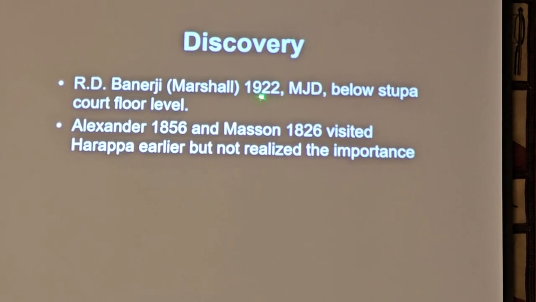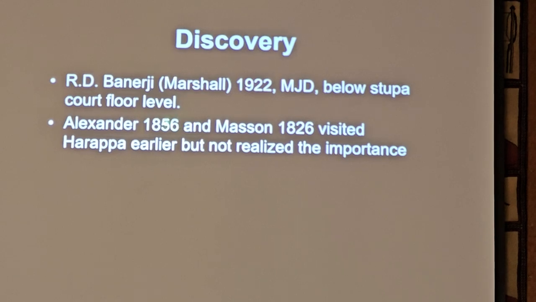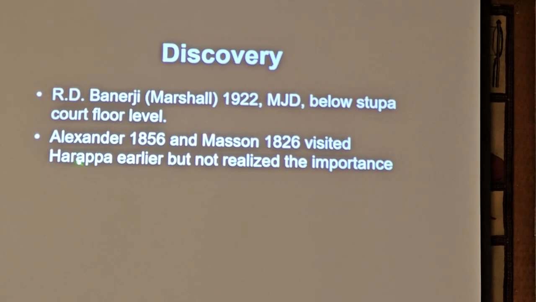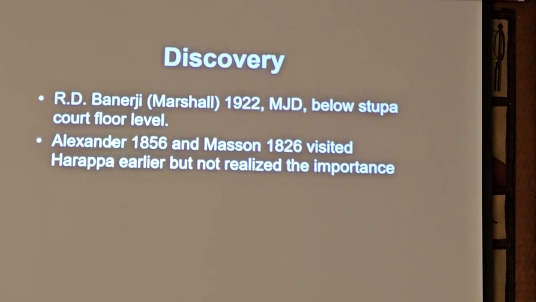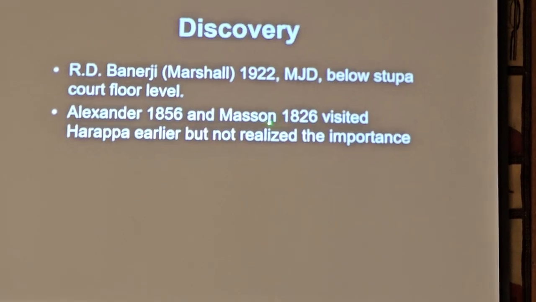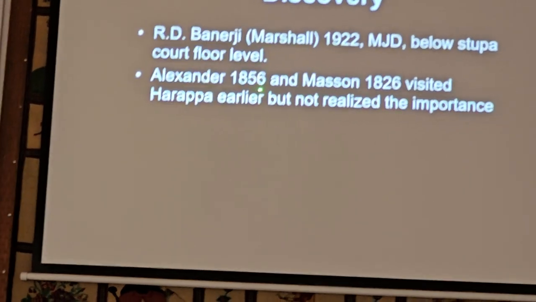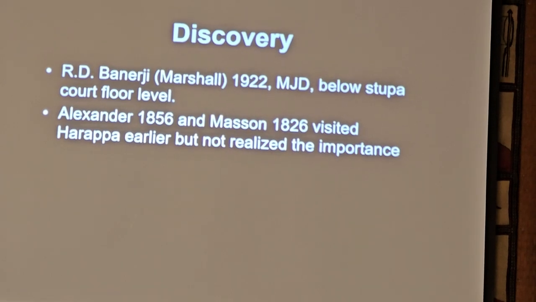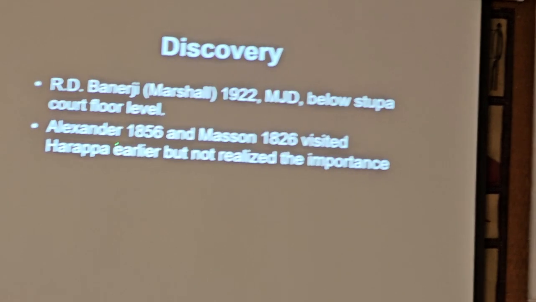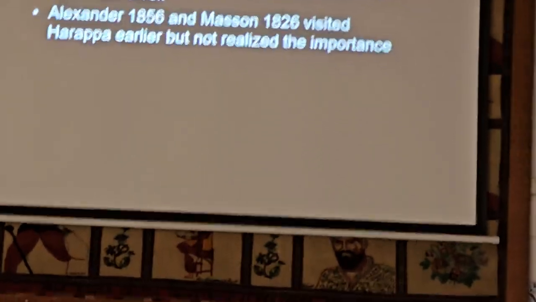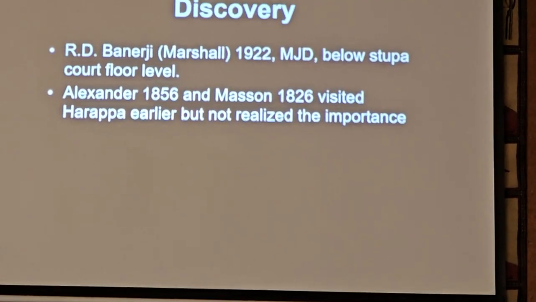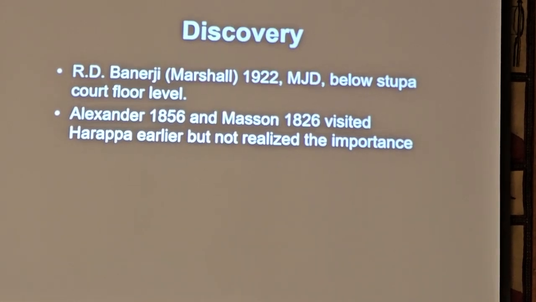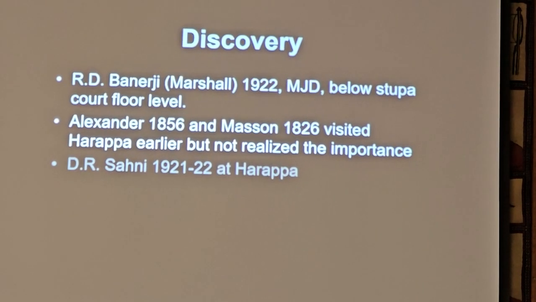Prior to him, Alexander Cunningham and Charles Mason visited another important site, Harappa. But both these scholars did not find any material which belongs to the Indus Valley civilization. Alexander, in fact, found some seals and some pottery, but he failed to recognize their importance and assign them to the remains of the Indus Valley civilization.